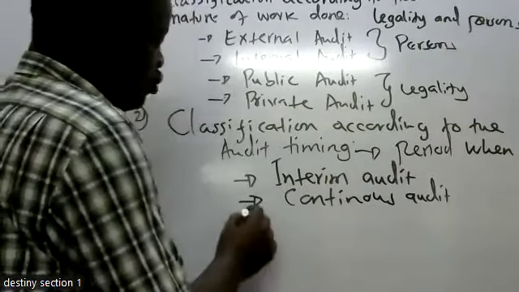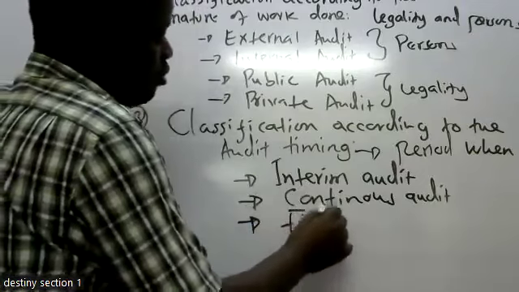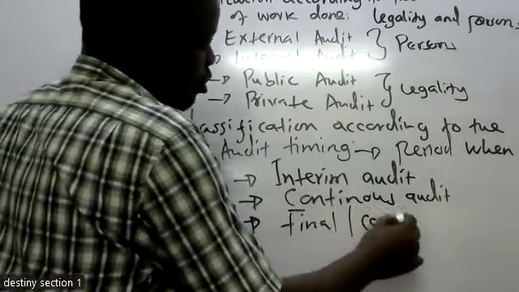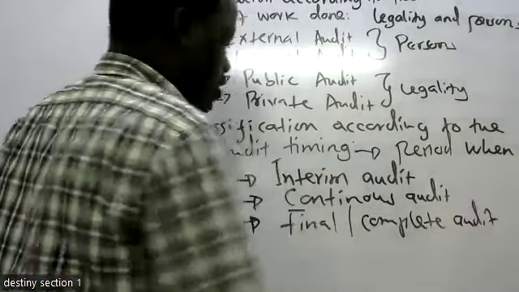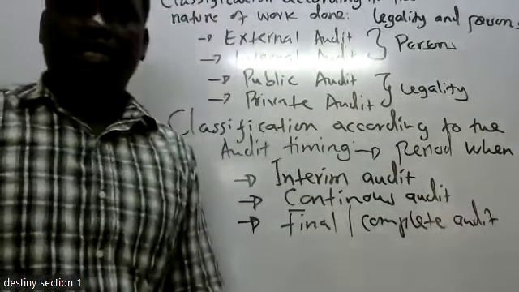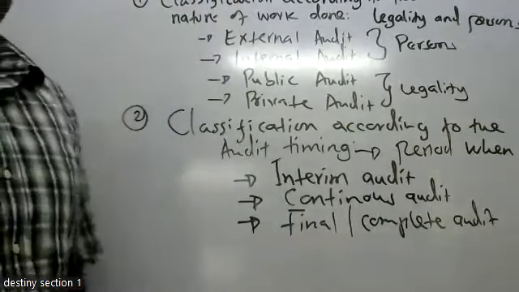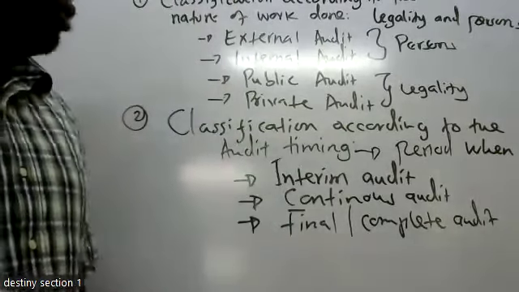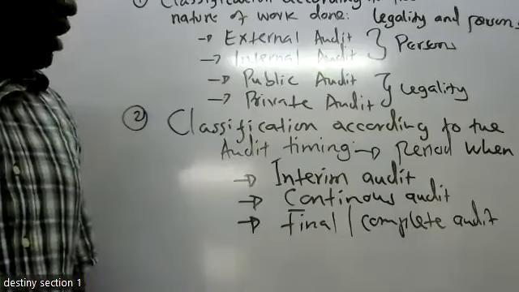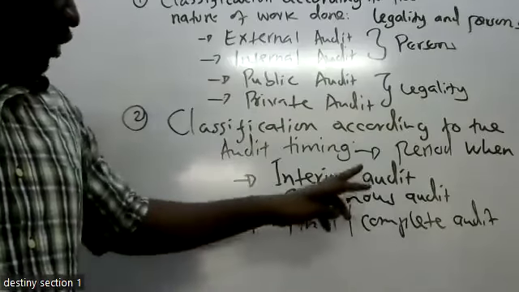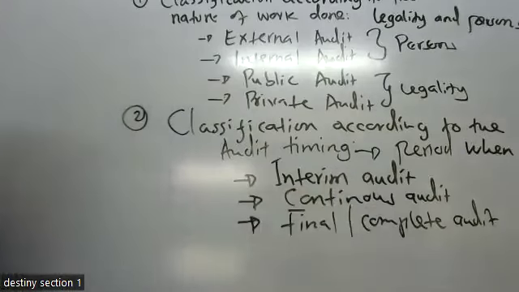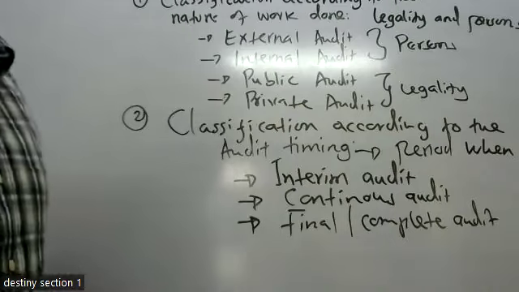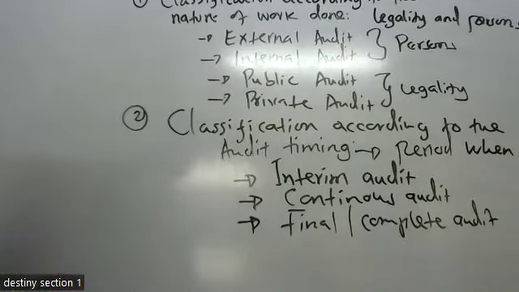Number three, we have what we call the final or complete audit. This is an audit that's performed towards the end of the accounting period. So our focus shall be on the interim and the continuous audit work. That's the second classification, according to the timing period under which those particular audits are supposed to be done.